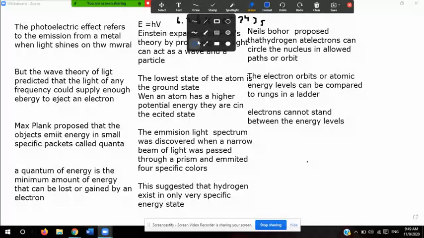And moving on to understand this a little bit later, it says that using this, scientists actually discovered what is known as the emission light spectrum. It says that the emission light spectrum was discovered when a narrow beam of light was passed through a prism and emitted four specific colors.